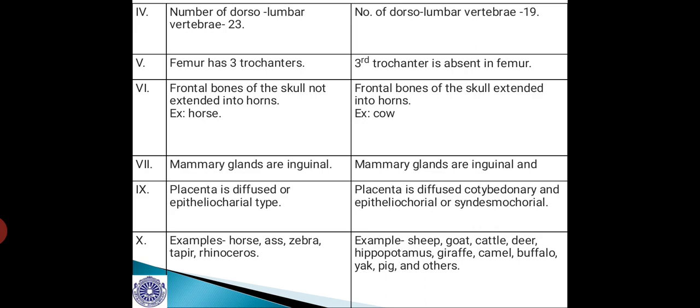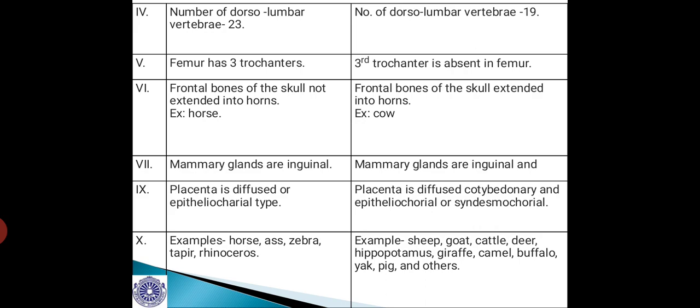And the femur bone, the thigh bone, has 3 trochanters or projections in Perissodactyla, whereas in the Artiodactyla the third trochanter is absent. And the frontal bones of the skull are not extended into horns in case of Perissodactyla, example horse, and in case of Artiodactyla the frontal bones of the skull extend into horns. That's why the cows and buffaloes develop horns in their head region. It is nothing but the extension of the frontal bones of the skull region.